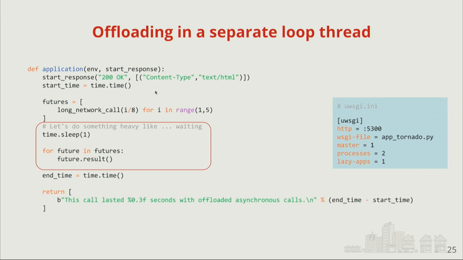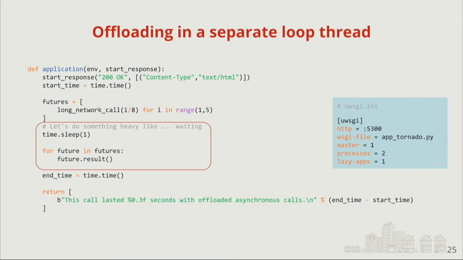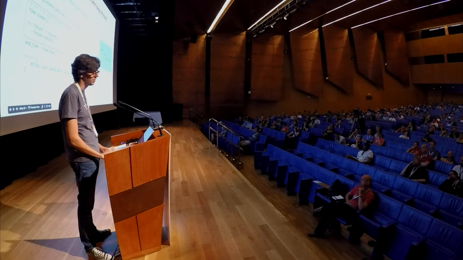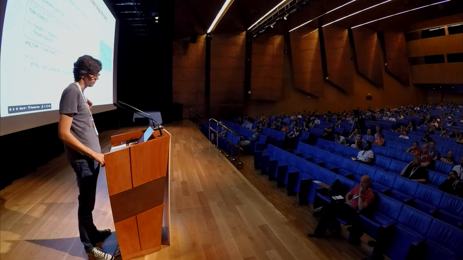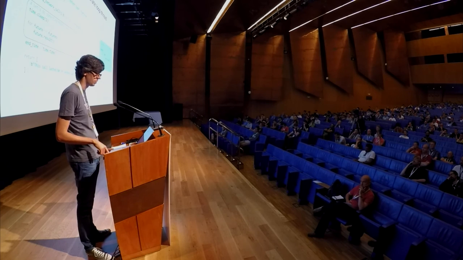Oh, no, a little thing. You might notice an extra option here, which is called lazy apps. And I'm forced to do this because I'm cheating a bit. If you remember, the application is loaded and then forked. The problem with that is the IO loop is created right away when the code is imported, and that wouldn't work perfectly with the pre-forked model. So I'm using lazy apps to avoid this behavior. Just the Python stack is loaded, then the fork happens, and then the application is loaded everywhere.